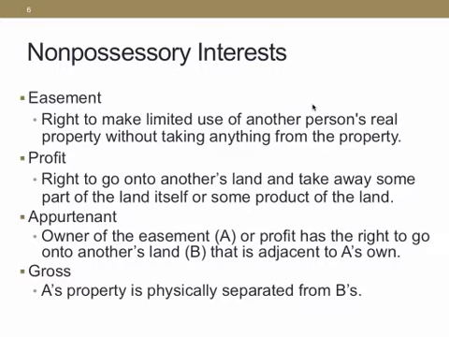An easement is a right to make limited use of someone else's real property without taking something from it. A profit would be that right with taking some product from the land. These are either appurtenant or in gross. Appurtenant means it's adjacent, and gross means it's physically separated. For example, a utility company is not located right beside your land. That would be an easement in gross. An easement appurtenant might be you have a right to travel across someone else's land to get to the road.